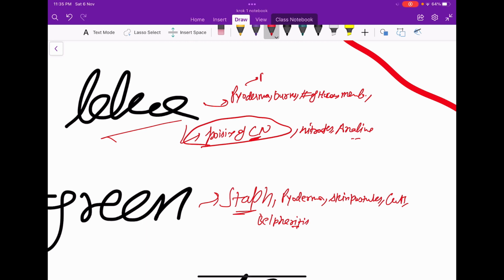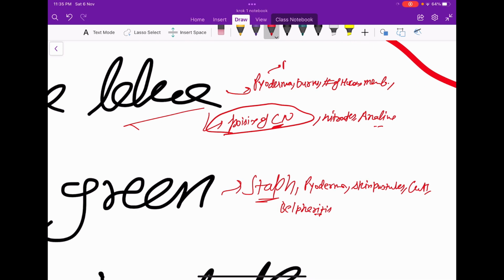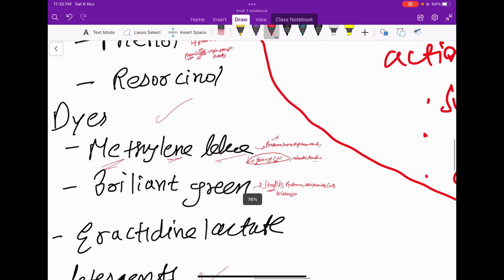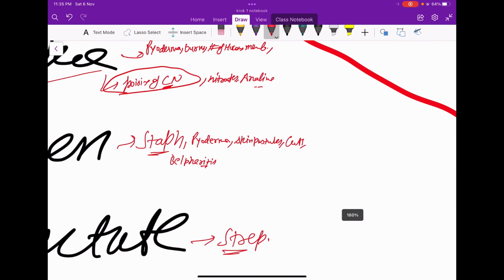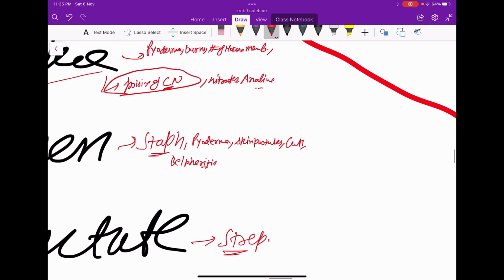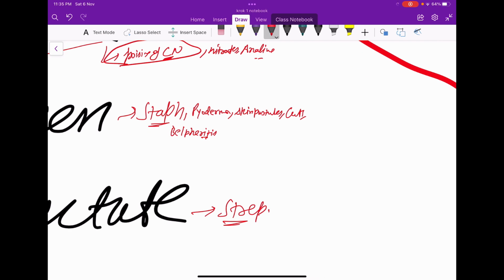Thereafter the last one is the ethacridine lactate, right? So ethacridine lactate again acts on the strep infection. It doesn't irritate the tissues, okay? So no negative effect, like irritation of the tissues.